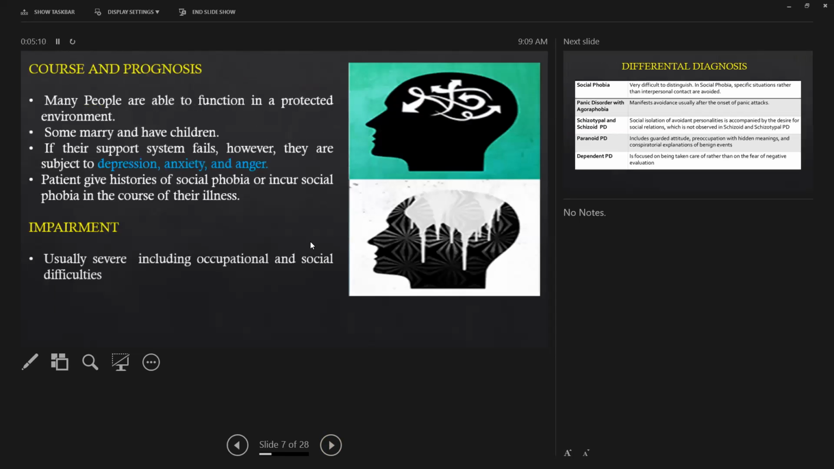The course is progressive. Many people are able to function in a protective environment. They are even able to marry and have children. However, if the support system fails, they are subjected to depression, anxiety, and anger. Patients give history of social phobia or incur social phobia in the course of their illness. The impairment is usually severe, including occupational and social difficulties.